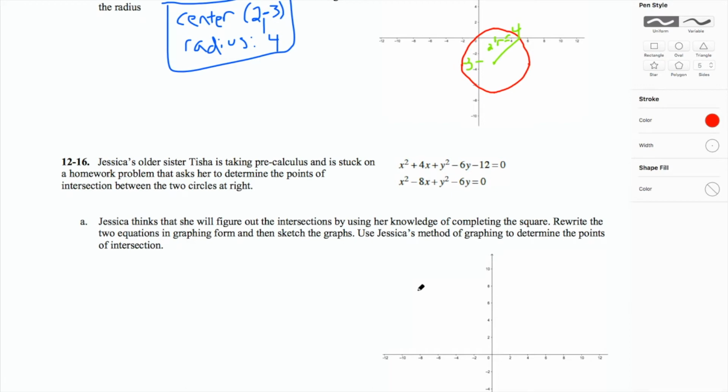Now, I know what you're thinking. Hey, I'm just a geometry student. I'm just an algebra student. How can I help with pre-calculus? Well, hey, pre-calculus is kind of like a lot of review of the earlier algebra stuff.